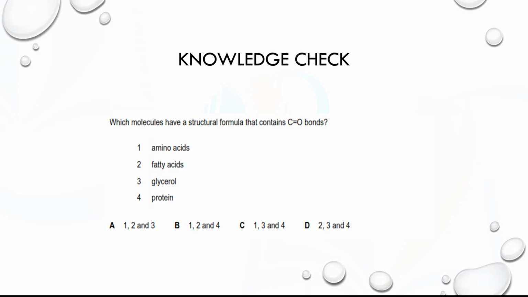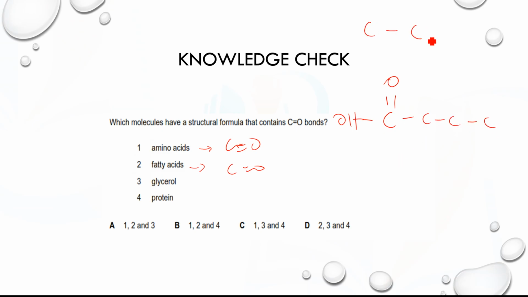You solve this. Pause the video and try this. Which molecules have a structural formula that contains a CO group? Amino acids have a CO group because they have a carboxylic group. Fatty acids, they have a CO group, right? So you know a fatty acid is like this, and then it has a carbon chain.